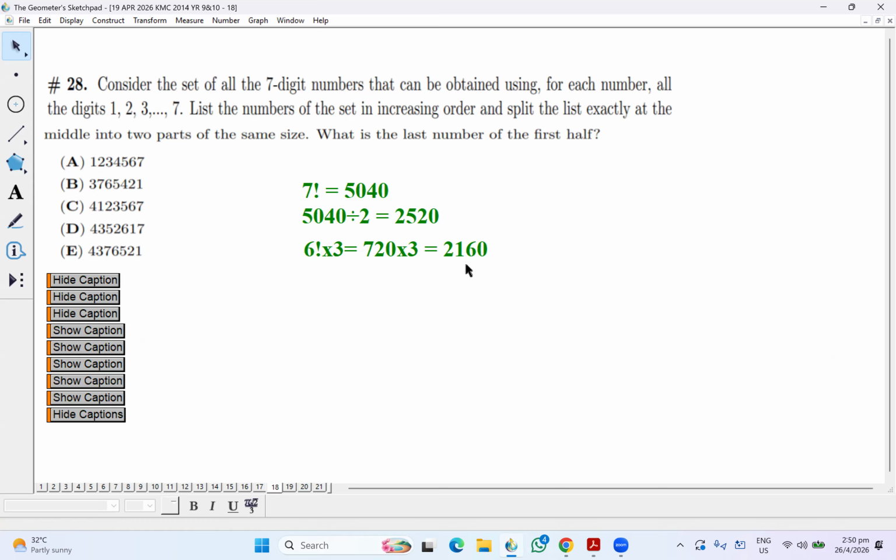So 2160. Still cannot reach the 2520. 360 more to go. We show this.